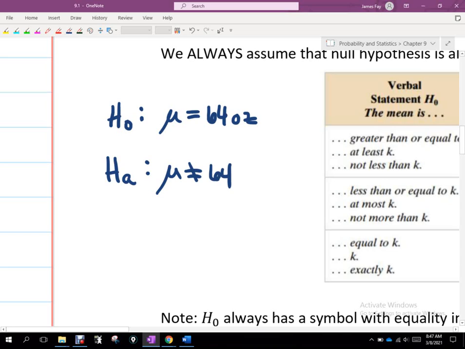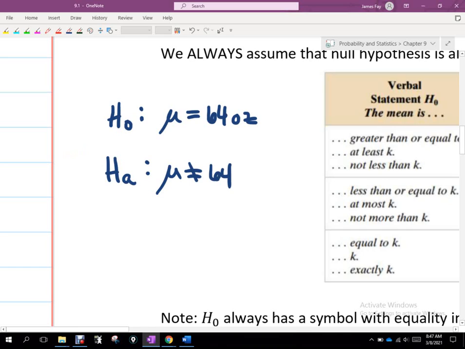Okay. So when you see not equal to, basically that's where we could reject, we call it rejecting the null hypothesis, if we were to have data that suggests that mu is above 64 or that mu is less than 64 from our sample data.